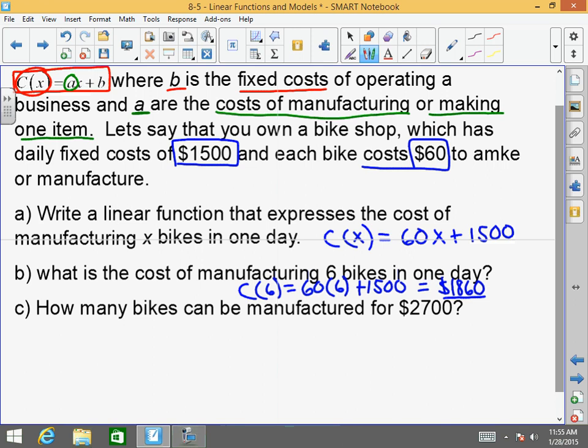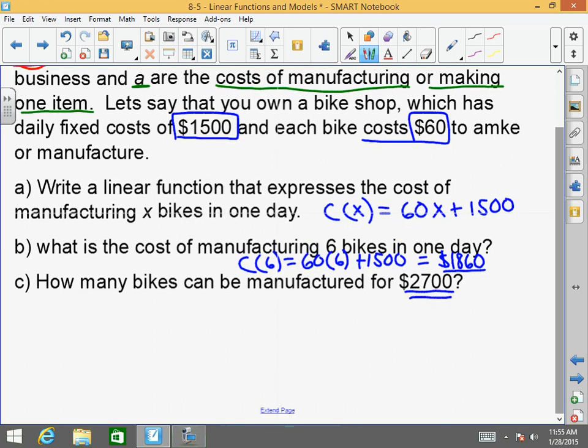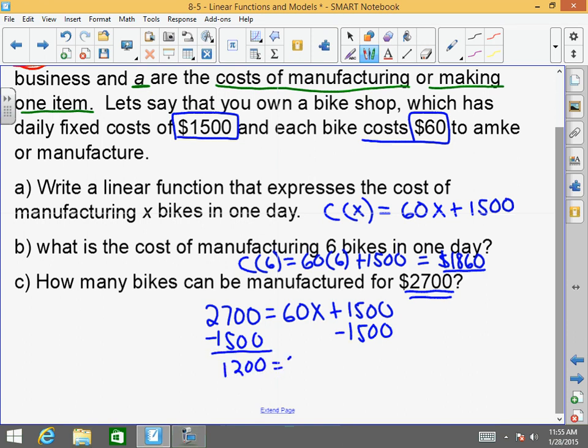Now, how many bikes can be manufactured for $2,700? Well, in this case, they're giving you the cost already. They're giving you the C of x. My cost in this case will be $2,700. That equals $60 for every bike I manufacture, x, plus my $1,500 fixed cost. I want to know how many bikes I can make if I have $2,700 this week to spend. Well, I solve for x, which you know how to do very easily. This is 1,200 equals 60x.